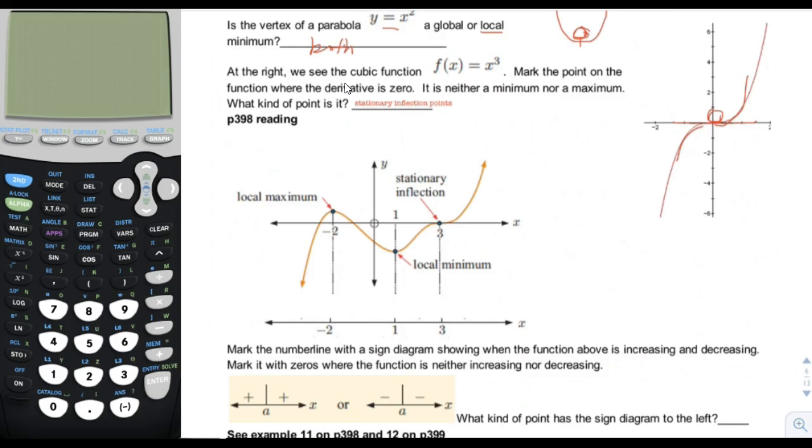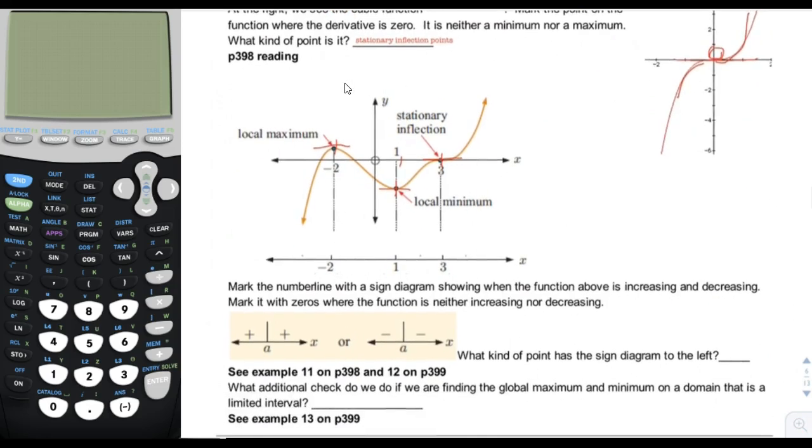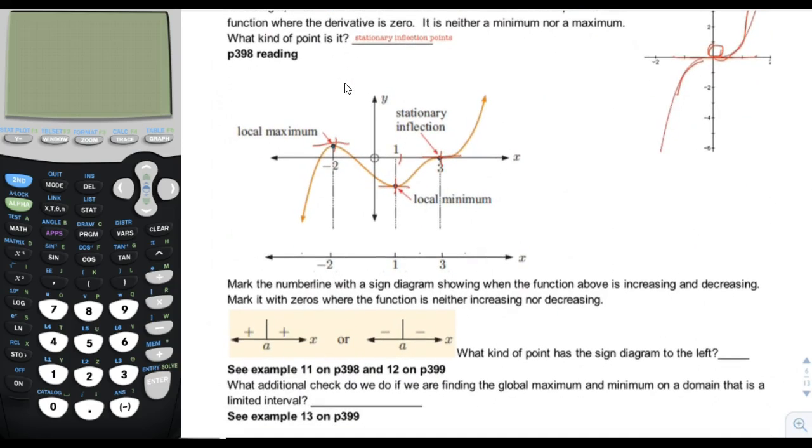Okay, now we're looking at a new graph here, which has critical points at -2, 1, and 3. What I mean by critical points is the gradients at these points are 0. Okay, so they're either going to be local minimums, local maximums, or stationary inflections. Mark the number line with a sign diagram showing when the function above is increasing and decreasing. Mark it with zeros when the function is neither increasing nor decreasing. Okay, so at the stationary points, it's always 0. When it's increasing, like here, it's positive, increasing here, positive, decreasing here, negative, increasing here, positive. Okay, always going from a left to right direction as far as like determining whether it's increasing or decreasing.